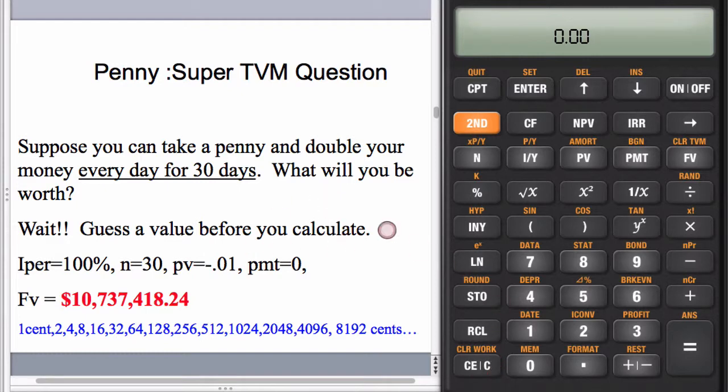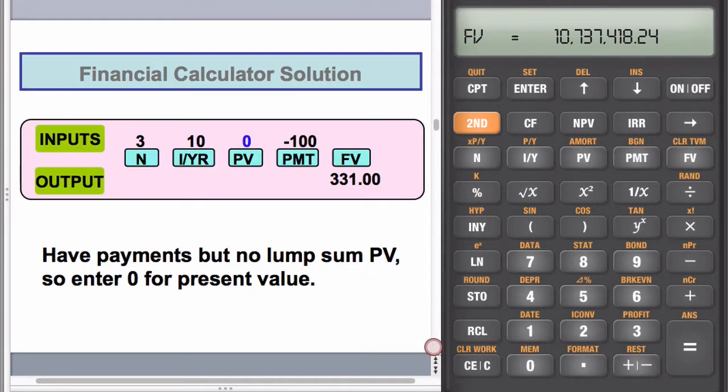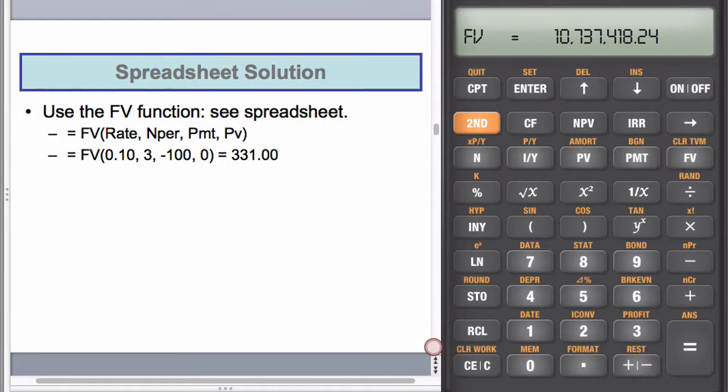Anyway, let's get back to our penny question. So N equals 30, we entered. Just to be sure, let me enter it again. N equals 30, I/Y is 100, PV, PMT is 0. We are not adding any additional pennies. We have given the penny to the banker, and the banker is doubling it every day. So the payment is 0. Now here, compute future value, and there you see 10,737,000 and extra digits there. So that's the super TVM problem that I mentioned.